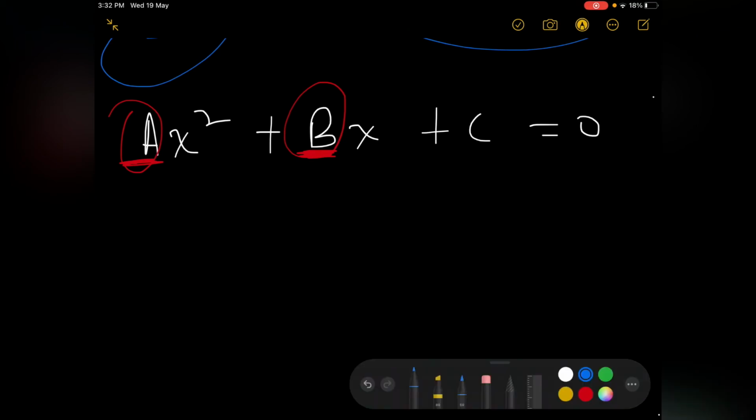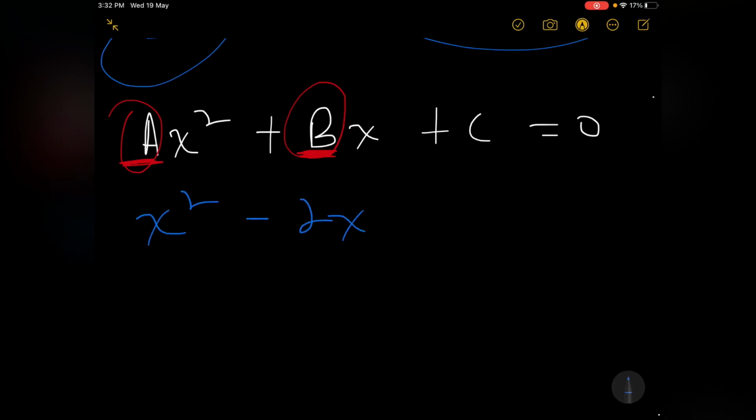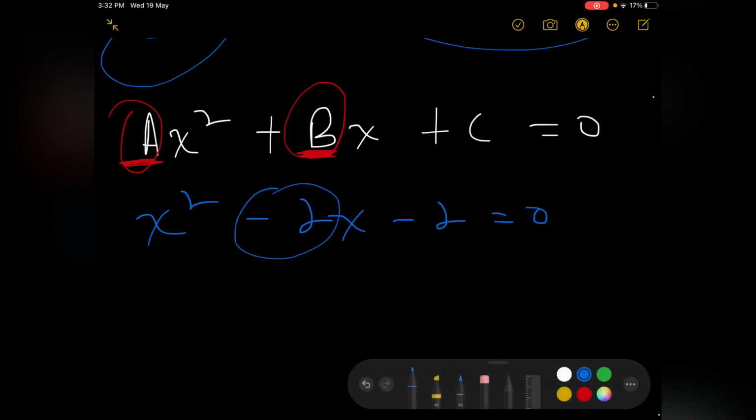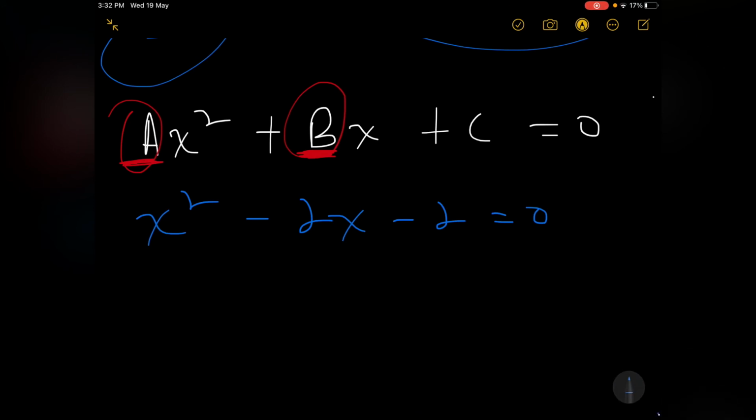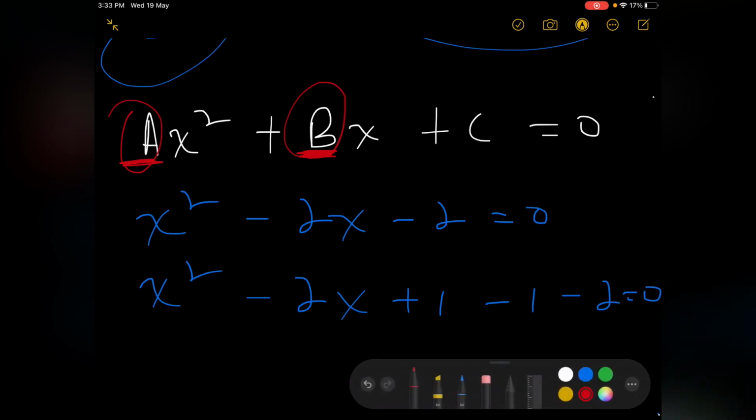In our example, x squared minus 2x minus 2 equals 0, b would be negative 2. So we want to find half of negative 2 and square it. Half of negative 2 would be negative 1. When we square negative 1, we get a positive 1. So we are going to add and subtract that positive 1. So we're going to have x squared minus 2x plus that 1 minus the same 1 minus 2, and that's equal to 0. And this is the part that we add in.